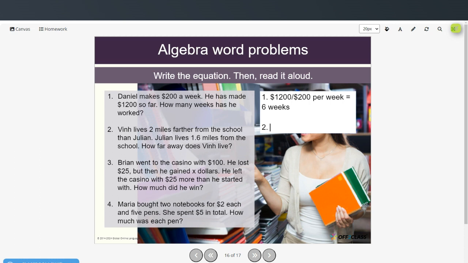Vin lives 2 miles farther from the school than Julian. Julian lives 1.6 miles from the school. How far away does Vin live? So if Julian is 1.6 and Vin is 2 miles farther, so the total would be 3.6 miles.